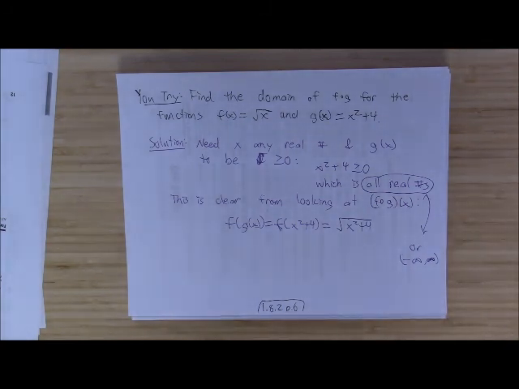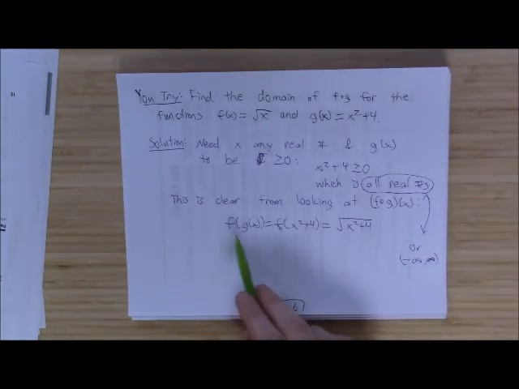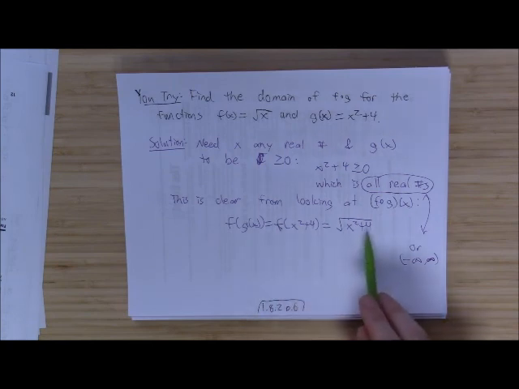This is clear also from looking at f composed with g of x. Namely, f composed with g of x is the square root of x squared plus 4, which has the domain all real numbers.